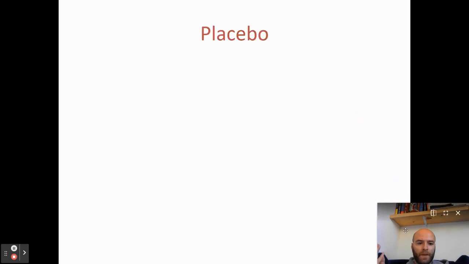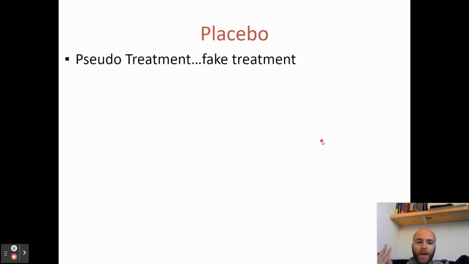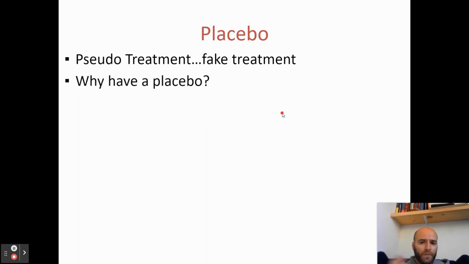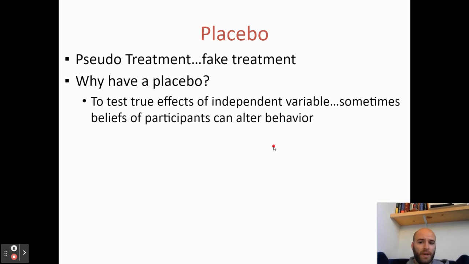All right. So the placebo is an important part of many experimental research. And a placebo, maybe you've heard of it before. It's just a pseudo treatment or a fake treatment. So why do we have a placebo? To test the true effects of the independent variable, right?